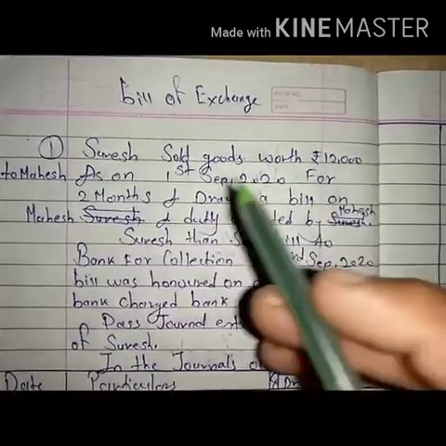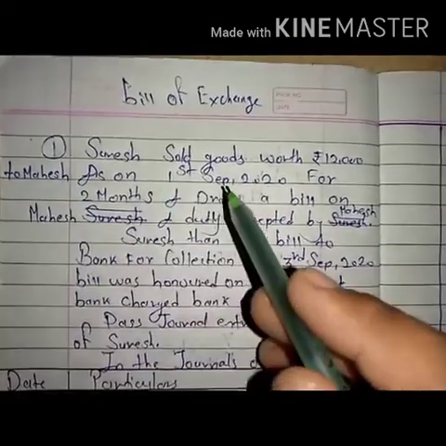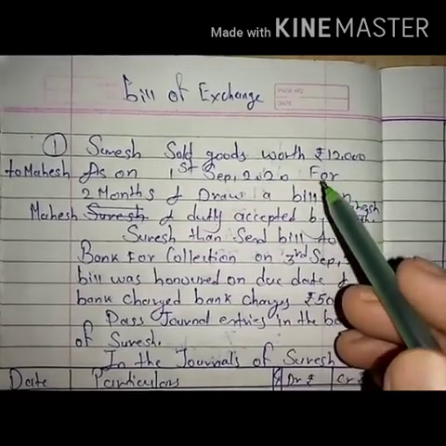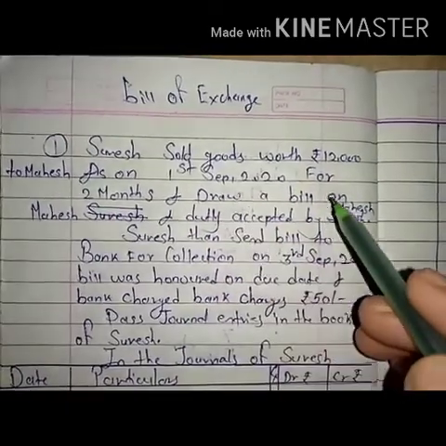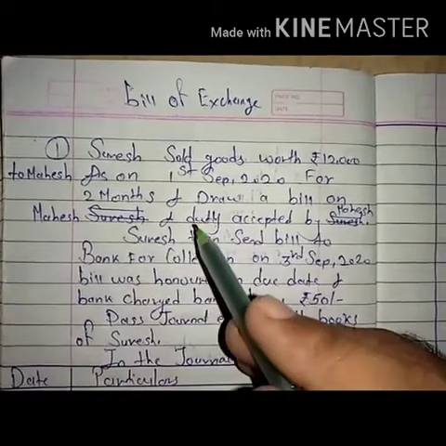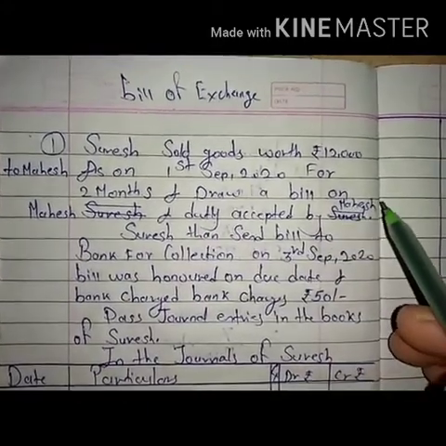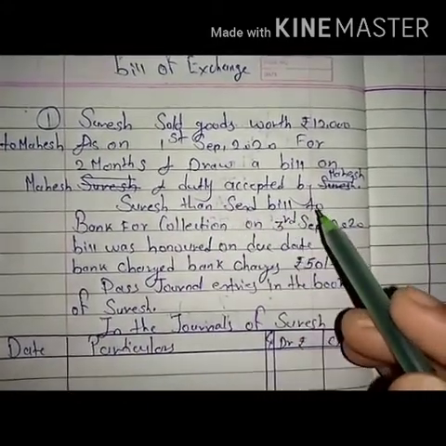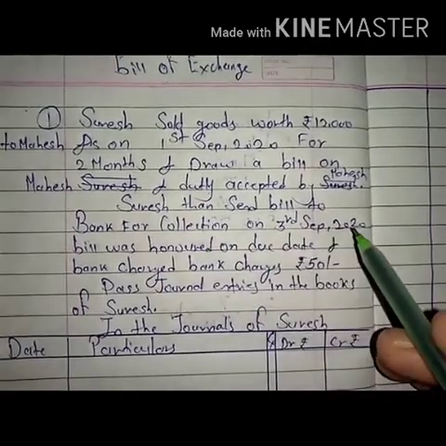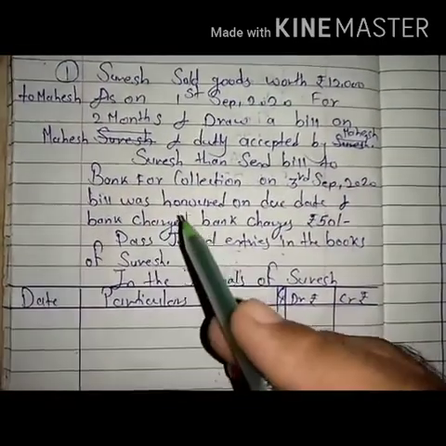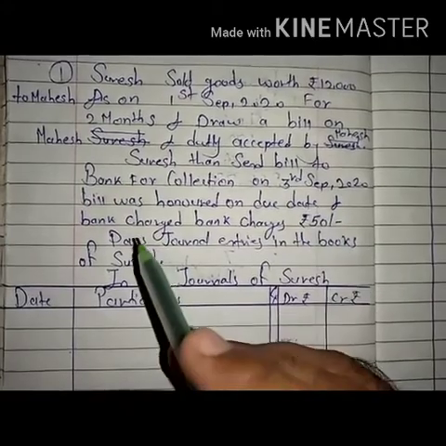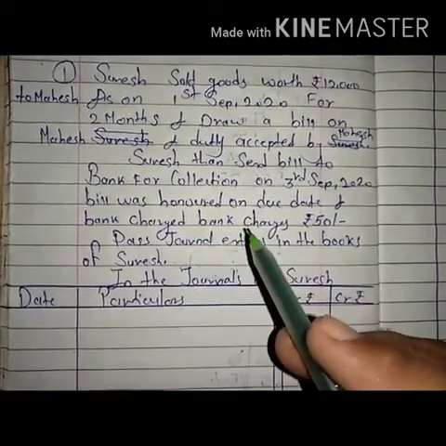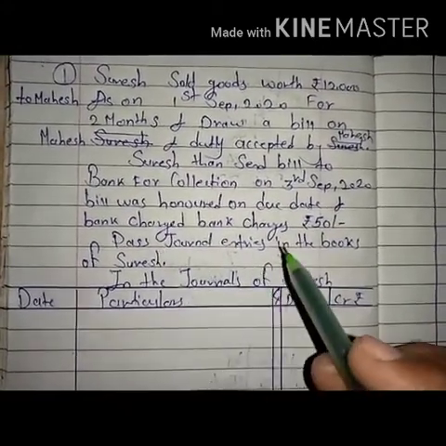Suresh sold goods worth rupees 12,000 to Mahesh on 1st September 2020 for 2 months and drew a bill on Mahesh, duly accepted by Mahesh. Suresh then sent the bill to the bank for collection on 3rd September 2020. The bill was honored on the due date and bank charges charged by the bank were rupees 50. Pass journal entries in the books of Suresh.